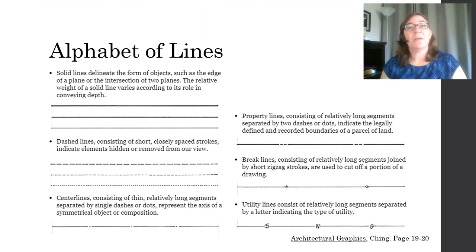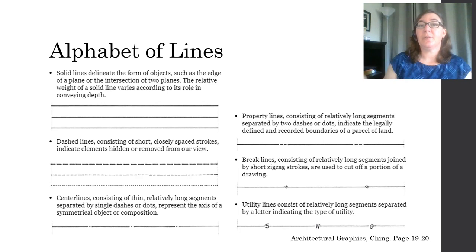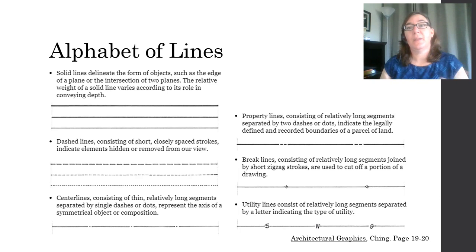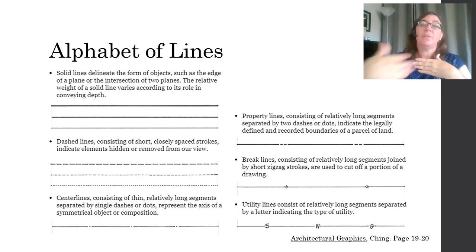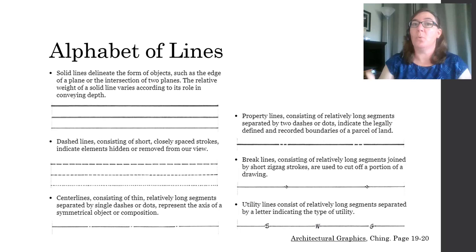Let's move on to talk about the alphabet of lines. As designers, we use different types of lines to depict different kinds of information. The most common one is a solid line, sometimes called an object line, and it's used to delineate form. We can vary its weight, how heavy or thick the line is, to indicate visual depth or hierarchy.